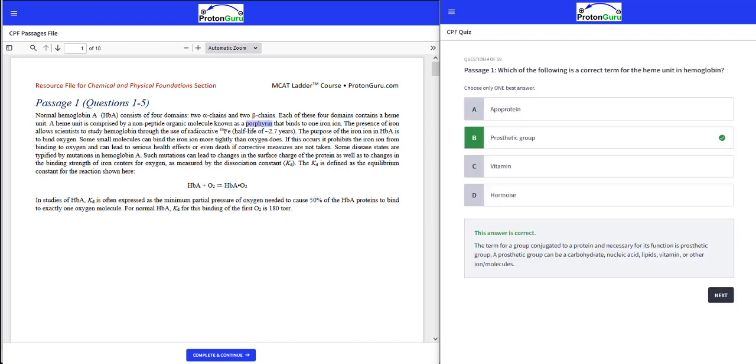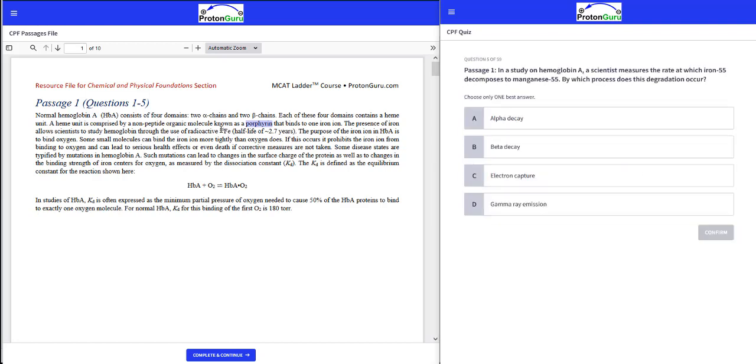Because hemoglobin has an iron bound to it, it is mentioned in the passage that you can use a radioactive isotope of iron, iron 55, to study hemoglobin. So in a study on hemoglobin A, a scientist measures the rate at which iron 55 decomposes to manganese 55. And the question is, by which process does this degradation occur? This falls under the nuclear physics or nuclear chemistry aspect of the MCAT outline.